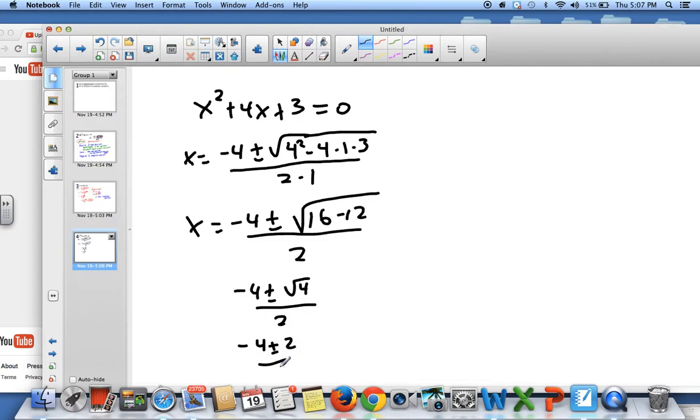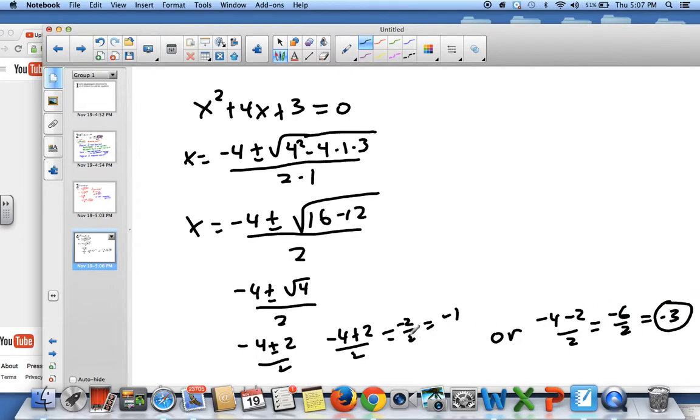which is negative 4 plus or minus 2 over 2, which is negative 4 plus 2 over 2, which equals negative 2 over 2, which is negative 1, or negative 4 minus 2 over 2, which is negative 6 over 2, which is negative 3. So there are two solutions to this, negative 1 and negative 3. Both will make this statement true.